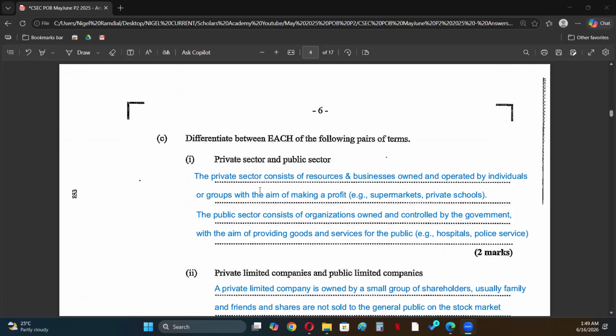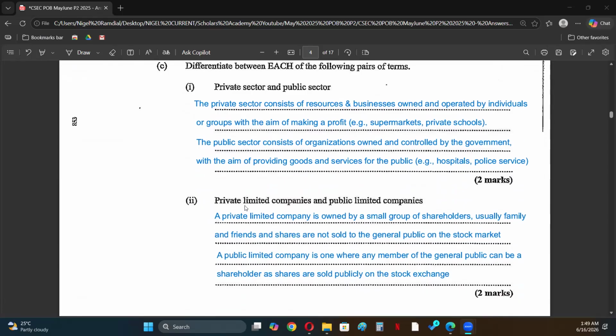Good job. Now, the last part there, part C2, differentiate also between private limited companies and public limited companies. Now, a private limited company is owned by a small group of shareholders, usually family and friends, and shares are not sold to the general public in the stock market. A public limited company, however, is one where any member of the general public can be a shareholder as shares are sold publicly on the stock exchange. There you go, guys. Differentiate means the difference between those 2 of them, and that answer is good enough for you all to get your 2 marks.